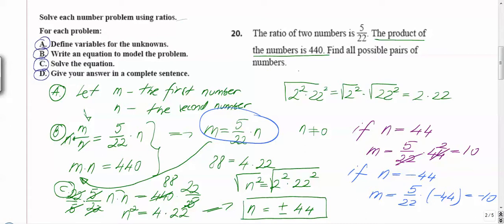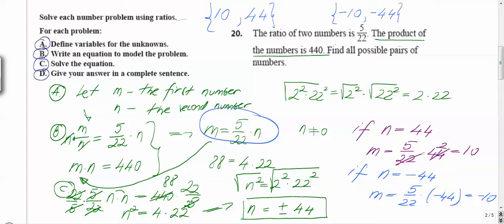And these are the answers. These are the pairs of your two numbers. First pair will be what? Well, let's start with m first, right? M 10, n 44. And the other pair will be m negative 10 and n negative 44.